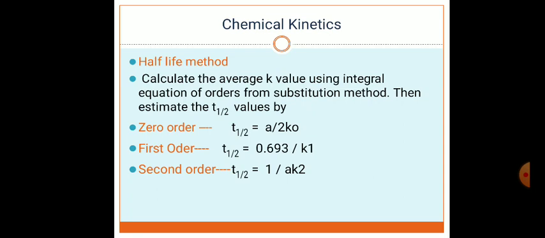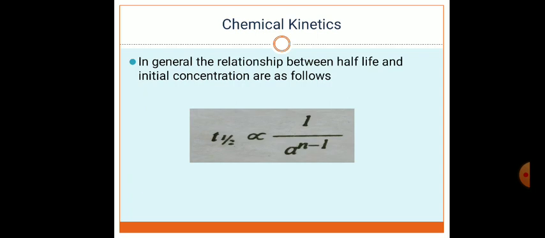From the above equations, we can say that in zero order, half-life is proportional to the initial concentration of the reactant. In first order, half-life is independent of the initial concentration of the reactant. And in second order, half-life is inversely proportional to the initial concentration of the reactant, where A is equal to B. In general, the relationship between the half-life and initial concentration is as follows: t-half is directly proportional to 1 by A raised to n minus 1.